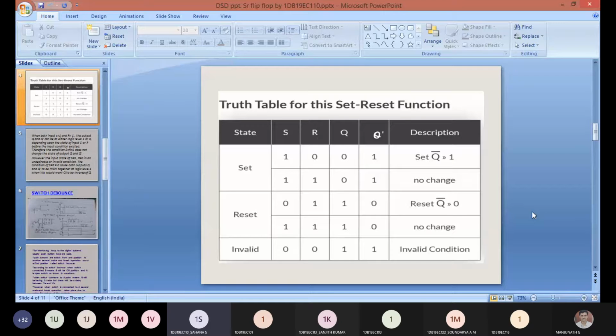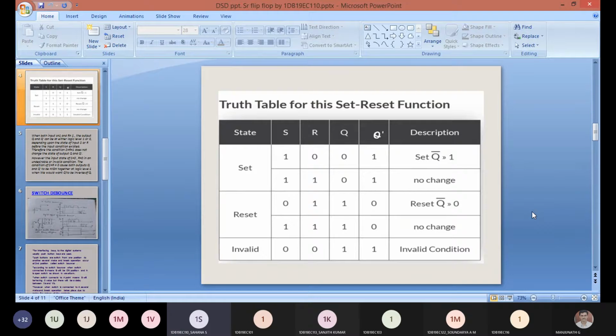This is the truth table for set reset. For the set state, when S is equal to 1 and R is equal to 1, there will be no change. And for the reset state, when R is equal to 1 and S is equal to 1, it does not change. When S is equal to 1 and R is equal to 0, the set Q becomes 1. For the reset state, when S is equal to 0 and R is equal to 1, reset Q dash becomes 0.